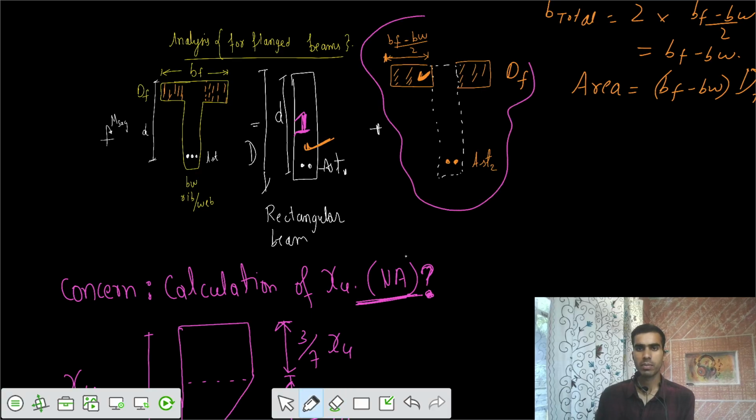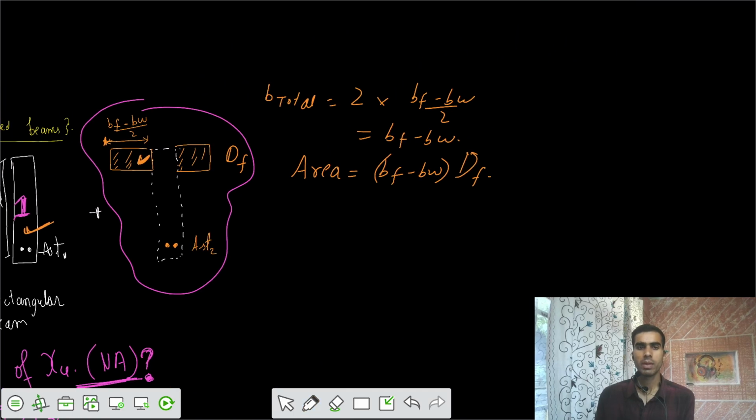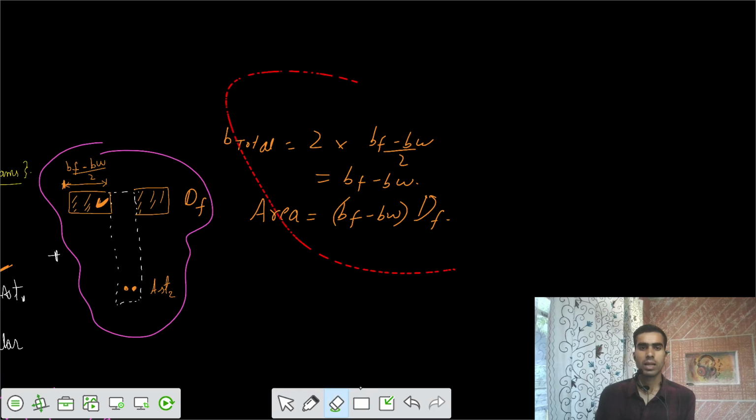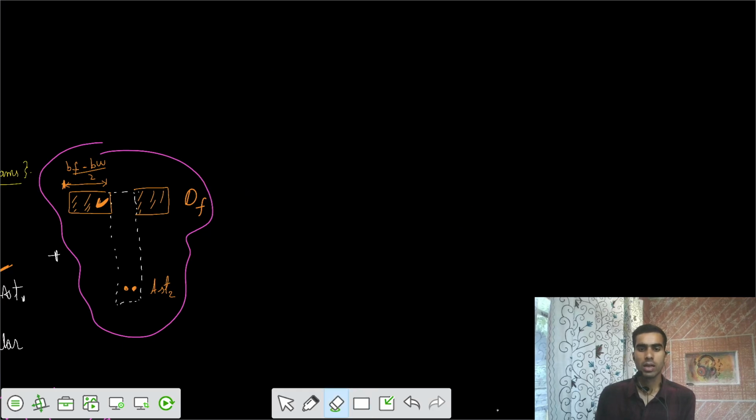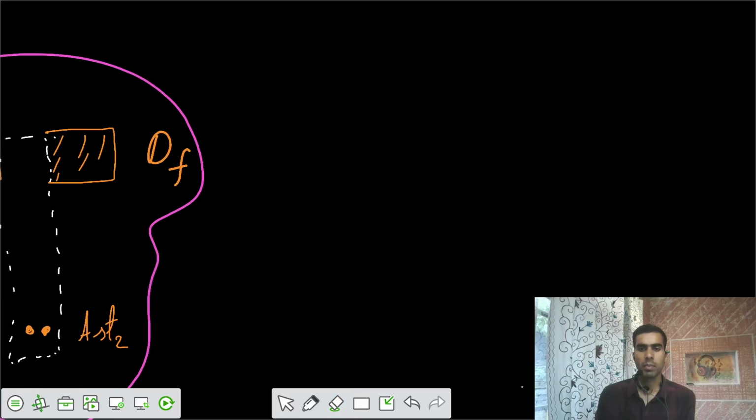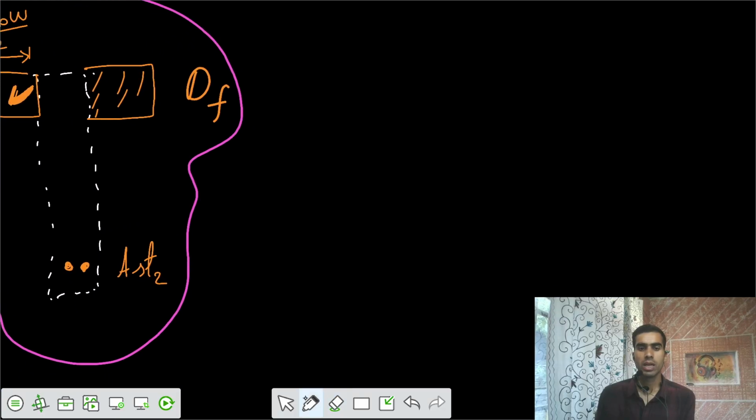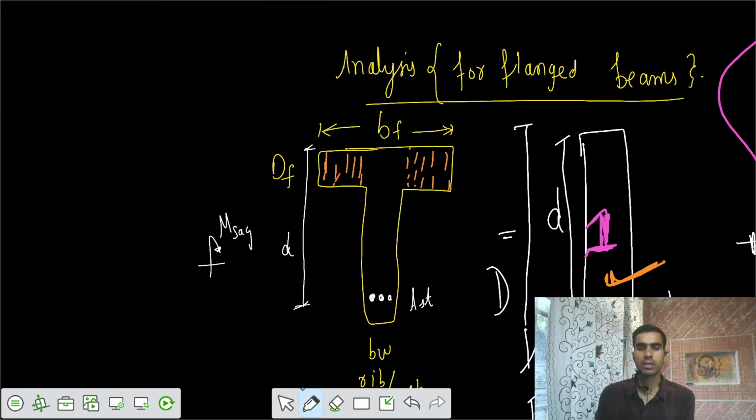Let's study the second part of the beam, because this is the main concern for this flanged beam. Based on the calculations of XU, let's say the first case is that the neutral axis location is in the flange portion. That means the neutral axis is somewhere in the flange portion. Neutral axis is somewhere here.